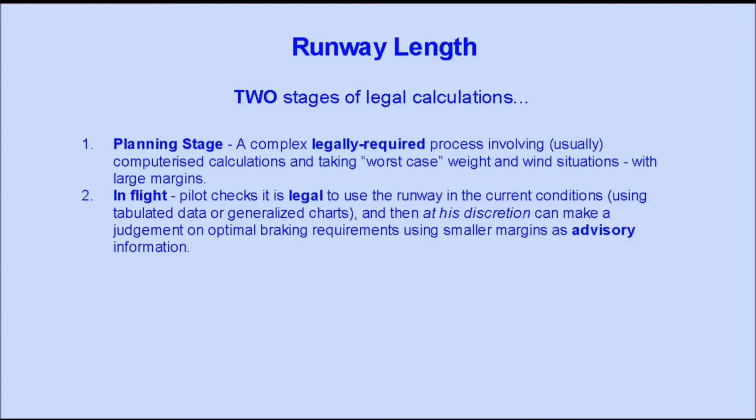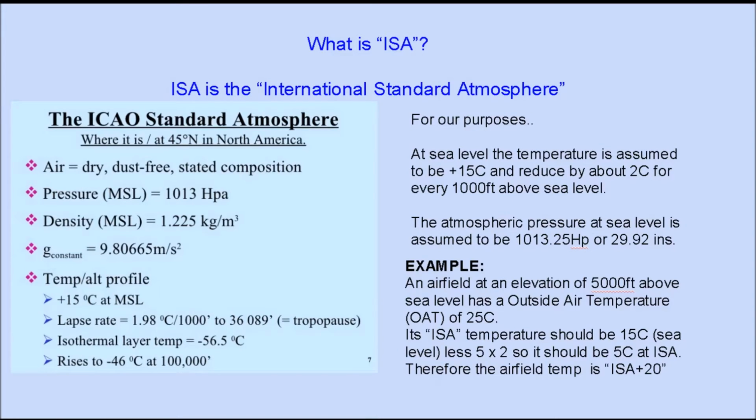Once he's made sure he's legal, you can then use advisory information after that to reduce your braking, possibly to give you optimal braking requirements. And the reason you can reduce is because the planning stage and the legal calculations have huge margins built into them. I'm just putting up a slide here about the ISA, the International Standard Atmosphere, for anybody who's not familiar with it. Feel free to freeze the frame and have a look if you feel you need more information.